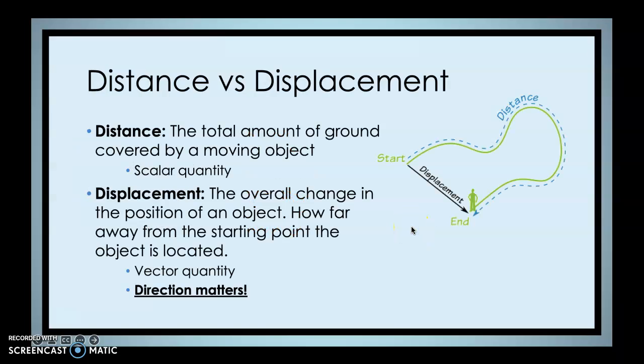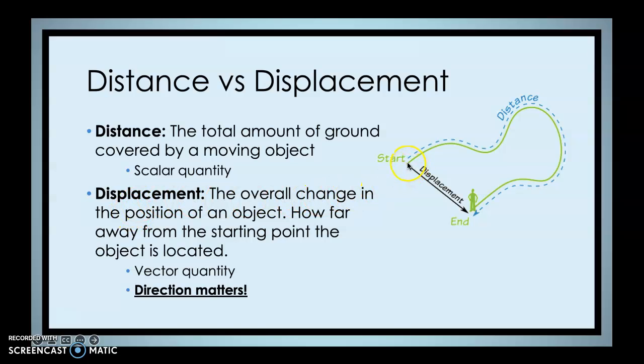Now let's get into distance versus displacement. Distance is the total amount of ground that is covered by an object that is moving. It is a scalar quantity. We do not care about direction at all when we talk about distance. So if this was a person who went for a hike, they started off here and then they walked we'll say 3 kilometers and came out on the other side of the trail. So their total distance traveled is 3 kilometers.